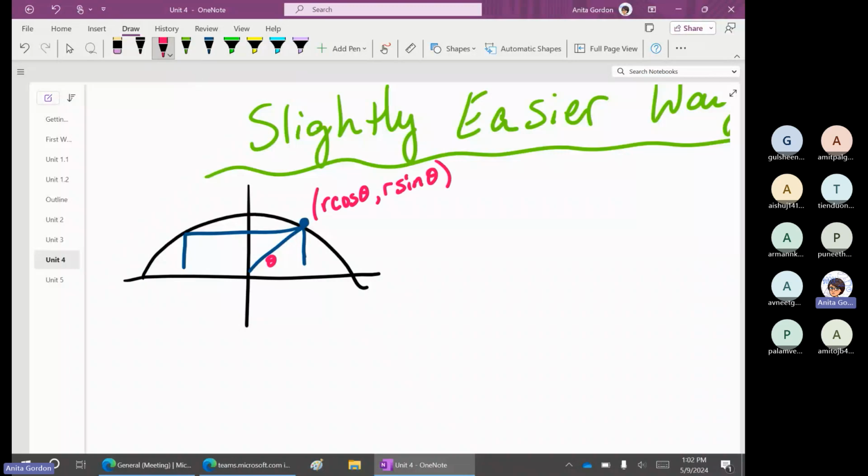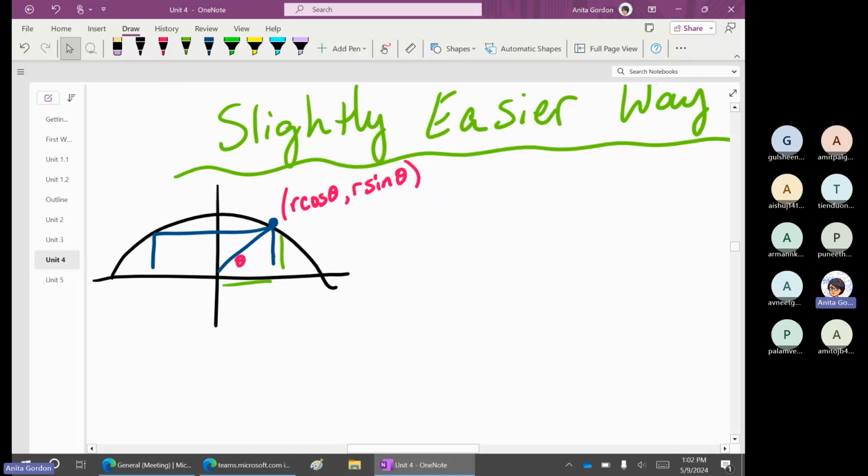The reason I'm writing R next to the cos and sine is because I can't assume this is the unit circle. If it was a unit circle, then R is 1, it's just cos and sine, right? But if it's a larger circle, then I have to include the R here. So then this and this are now represented with trig.